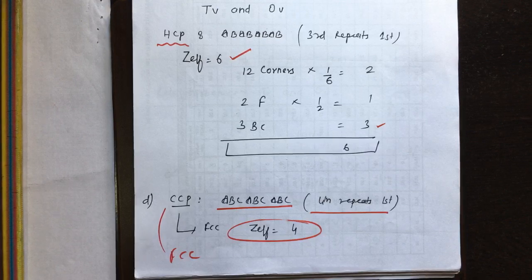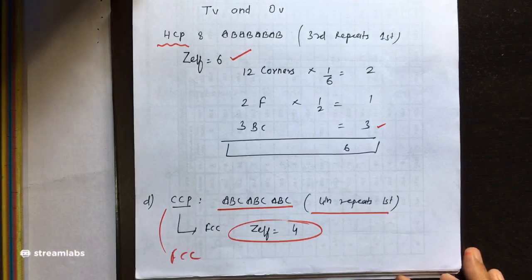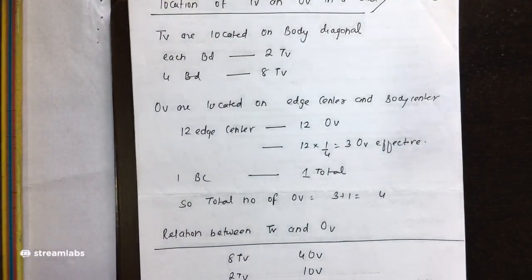In HCP, the third layer repeats the first. In CCP, the fourth layer repeats the first. In HCP, the unit cell content is 6, while in CCP, the unit cell content is 4. So this is what you remember, and you can solve the questions related to this particular part. Next, we come to the location of the tetrahedral and the octahedral void in a cube.